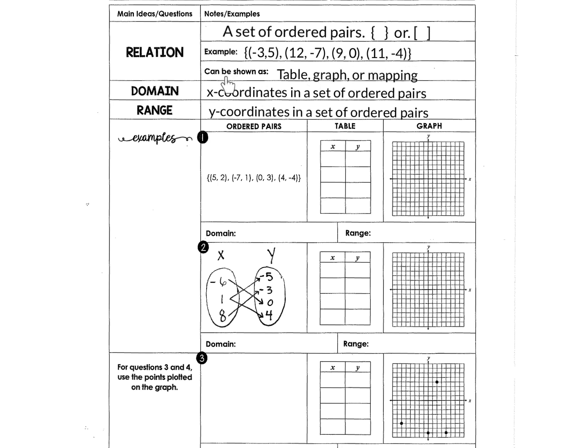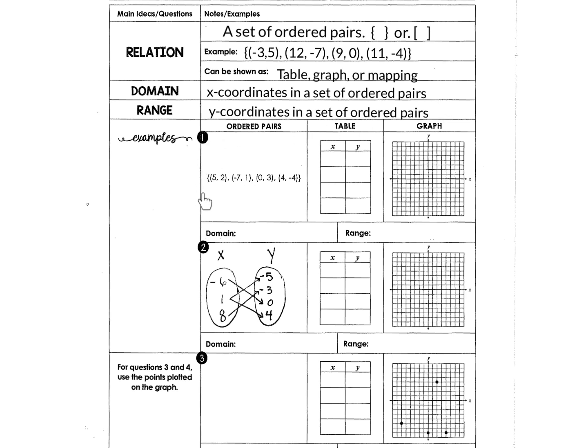A relation can be shown as a table, a graph, or mapping. You've all seen tables and graphs. Now we're going to introduce mapping. New vocabulary word is domain. The domain are your x coordinates in a set of ordered pairs. Your range are your y coordinates in a set of ordered pairs.